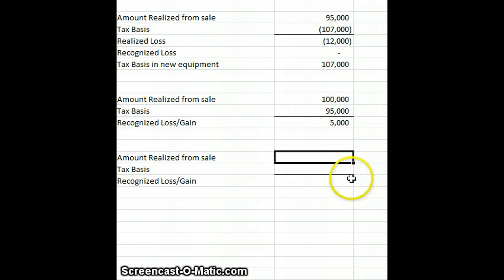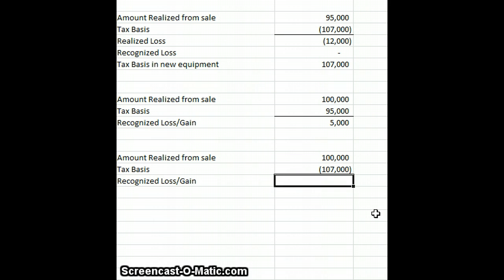If our original exchange was non-taxable, what do we do? Well, we start with our $100,000 amount realized. Our tax basis in the non-taxable exchange was $107,000 because we did not recognize that prior loss. So therefore, we end up with a loss of $7,000 on that sale.